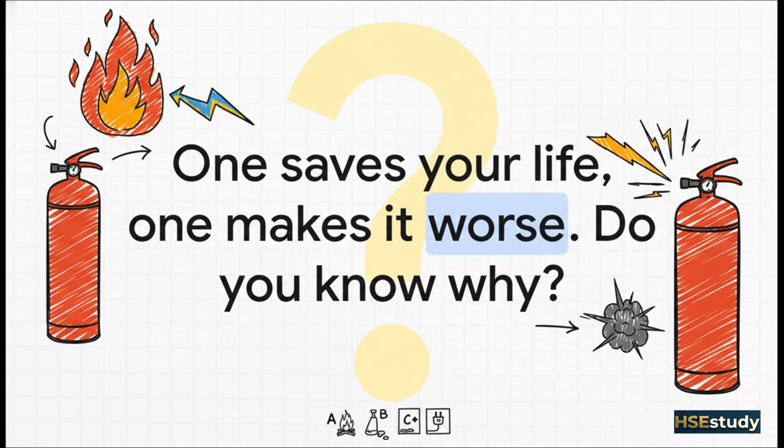So, picture this. A fire starts. You see two red fire extinguishers sitting right next to each other. They look exactly the same. You grab one, but what if it's the wrong one? What if the stuff inside it not only fails to stop the fire, but actually makes it explode or electrocutes you? How are you supposed to know the difference?